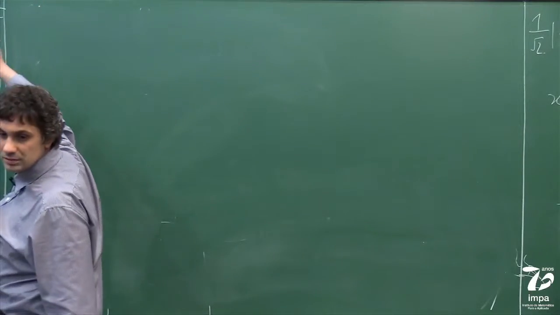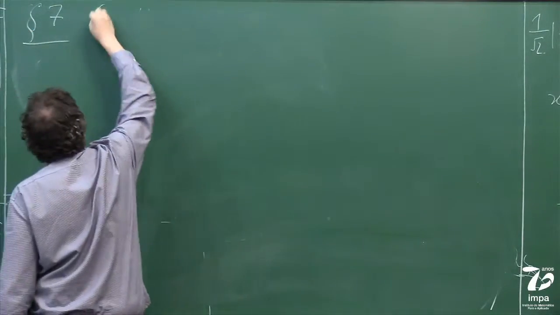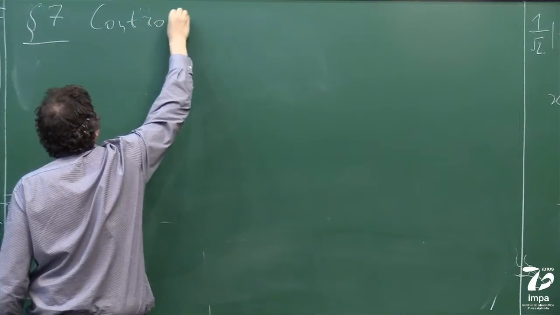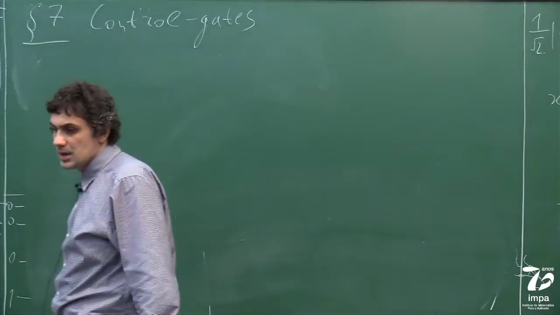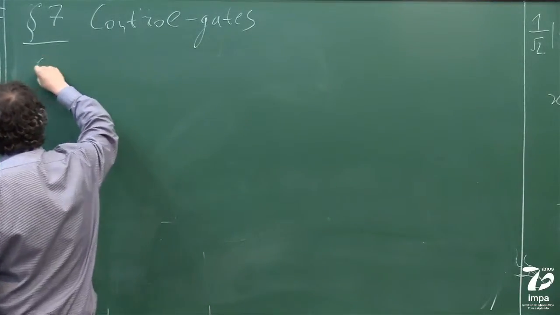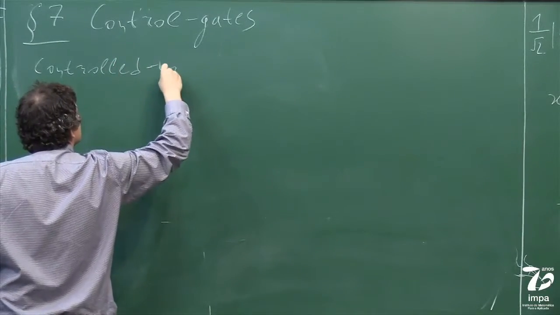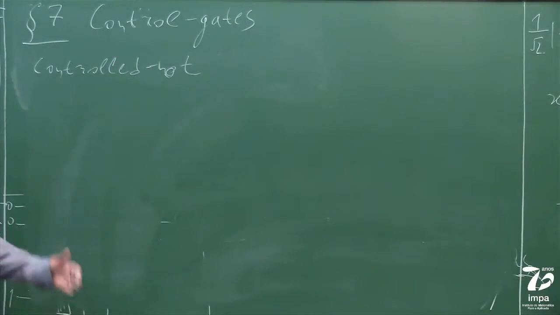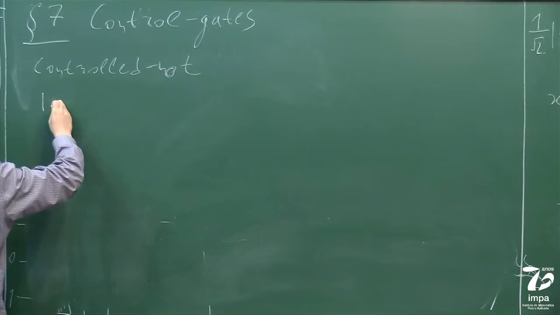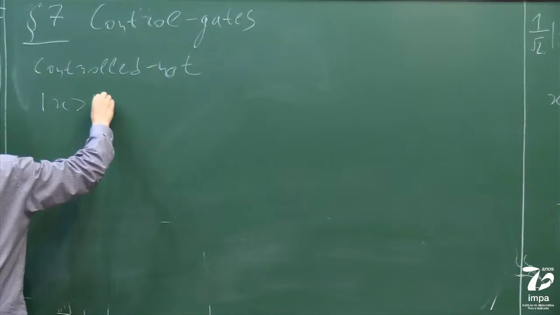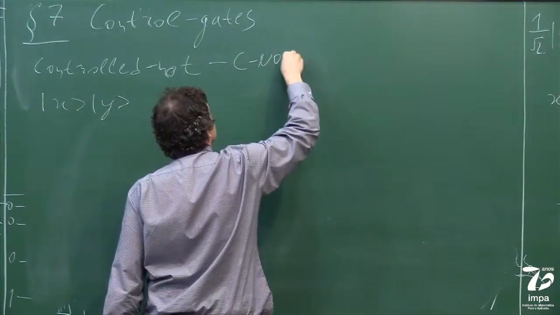Paragraph 7. Moreover, it's enough to consider a special type of them, controlled gates. The most important is controlled NOT. I will just introduce them. Controlled NOT: assume that we have a two-qubit state, and let me show how it works on the basis. It is called CNOT.